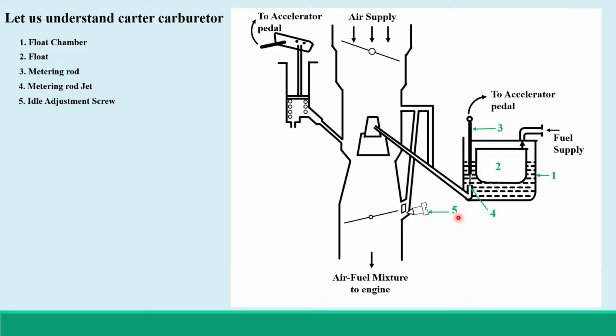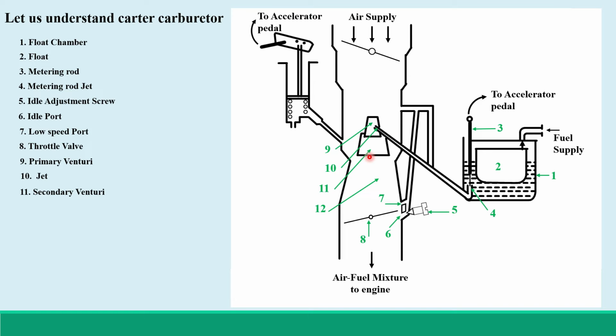The sixth component here is the idle port. The seventh one here is the low speed port. Eighth component, this one is the throttle valve. Ninth one, this small compartment is primary venturi, whereas this small opening is the jet. This larger component is secondary venturi, and this broader area is the tertiary venturi, or also called as main tube.